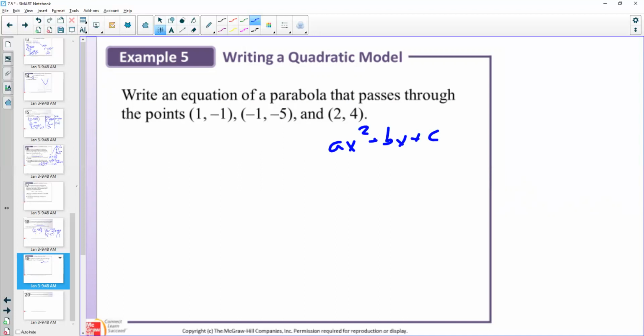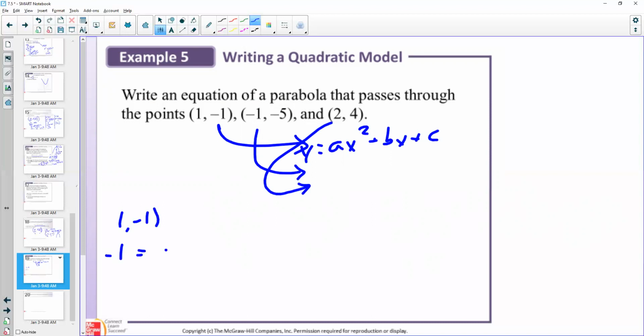We're going to put in some different values here. So we're going to put in each x value. So I have y equals, sorry. At 1, negative 1, basically I get negative 1 equals a times 1 squared is just a, plus b times 1 is just b, plus c. At negative 1, negative 5, I get negative 1 equals a times 5 squared is 25a.